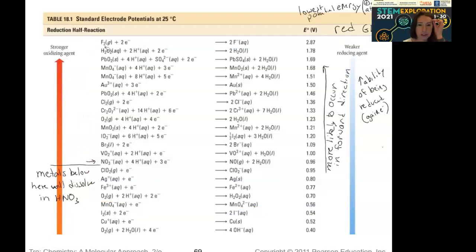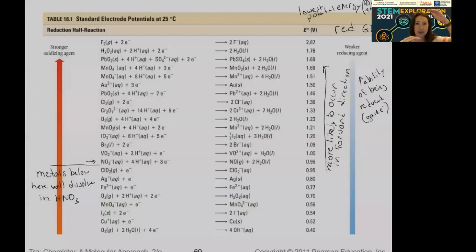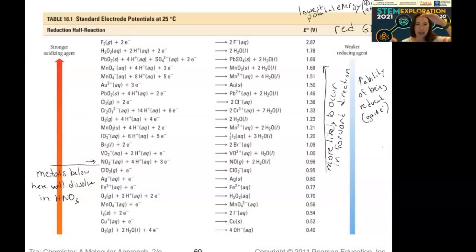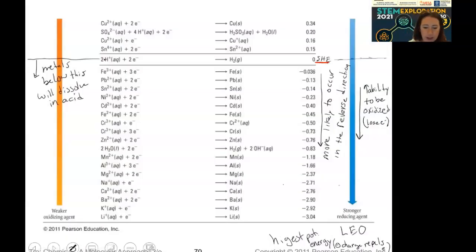Okay, so let's look at the other half of this, and I'm going to keep saying these words and hopefully they'll sink in. I'll talk about the metal one in just a second. Okay, so now this is the same table. I just couldn't get it all on one page. Think of this as the top half of the table, and now I'm going to show you the bottom half of the table. This is the second half of the table. There's our standard hydrogen electrode right there.